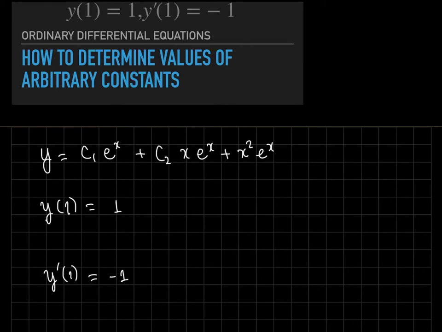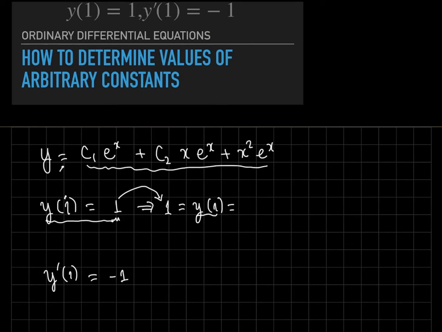And for the first condition, it is just a simple substitution. So we substitute the value of x here into the given general solution. So let's just write 1 in front. So 1 equals y of 1. And y of 1 is just, we just substitute 1 for all x's in the given general solution.